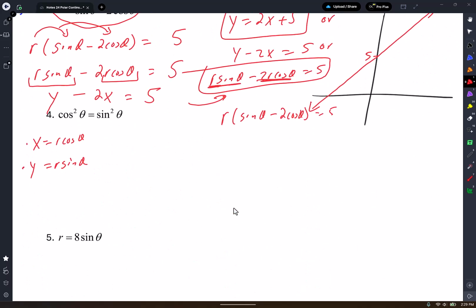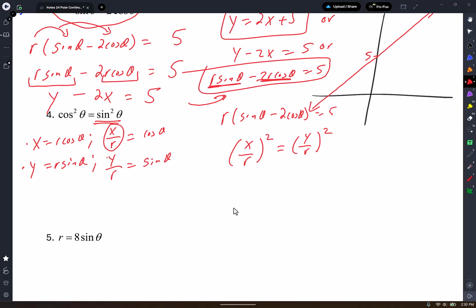So I know that I can get cosine and sine by itself. x over r equals cosine theta; y over r equals sine theta. And I think we did this one in the notes last time. So that says cosine squared. I'm just going to substitute. So I'm going to write (x over r) squared equals. Now it says sine squared. So I'm just going to go (y over r) squared. See?